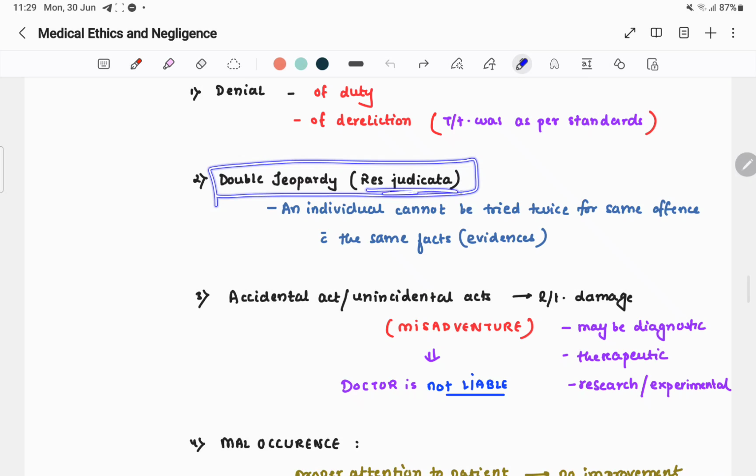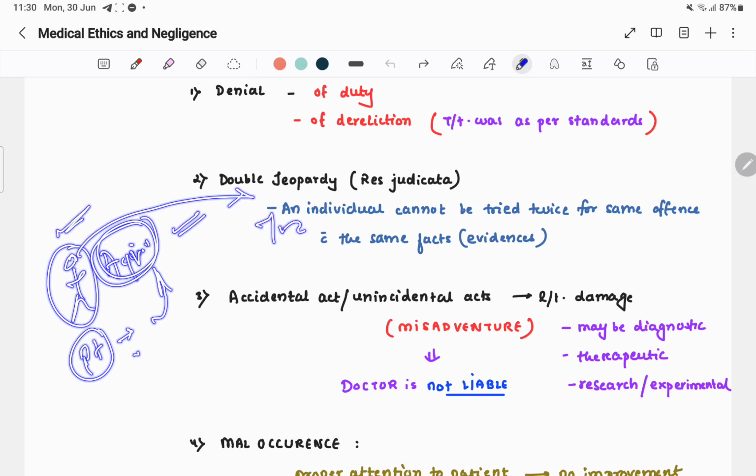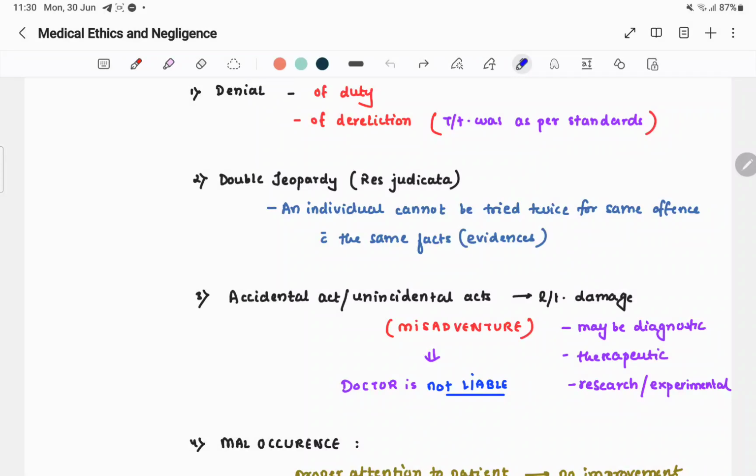Double jeopardy, which is called res judicata. An individual cannot be tried twice for the same offense on the same facts. The doctor is acquitted by one court. Now the patient, who is complaining of negligence, moves to another court for trial. So this doctor cannot be tried twice for the same offense and the same facts. Same offense, same evidence, everything, in different courts, a person cannot be tried. Double jeopardy is a defense. A doctor can say that you have sued me in one court and you can't sue me in court two.